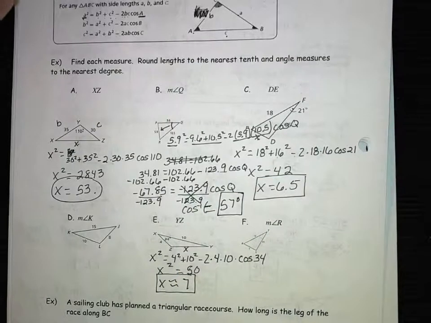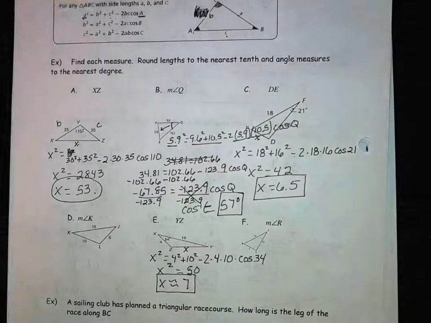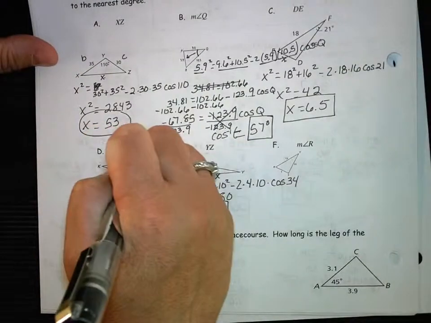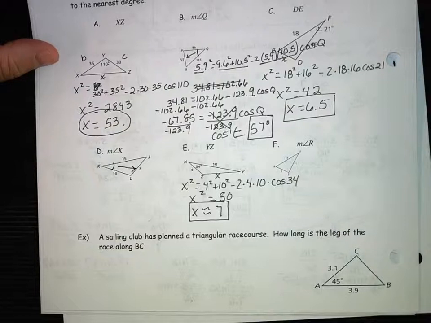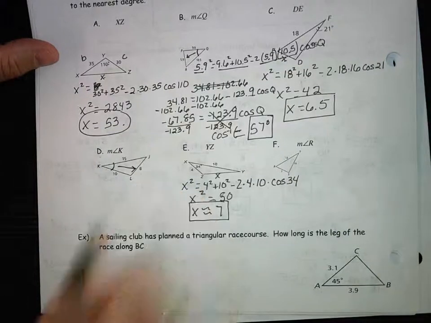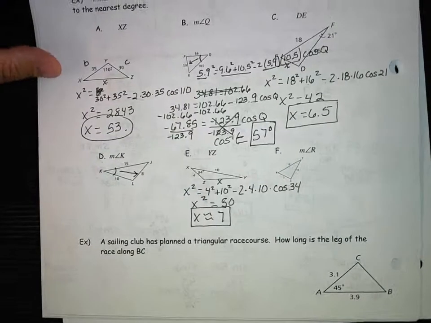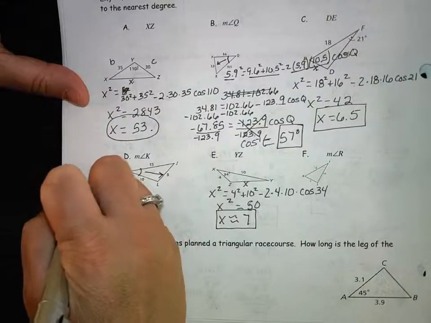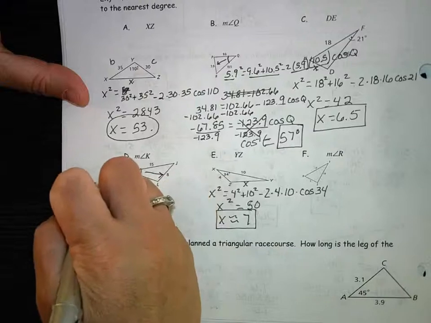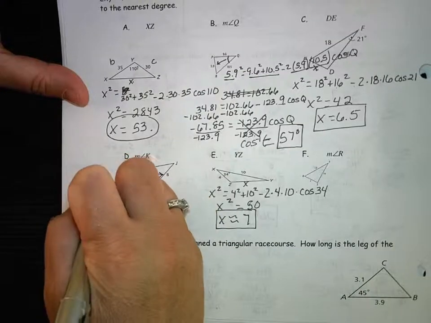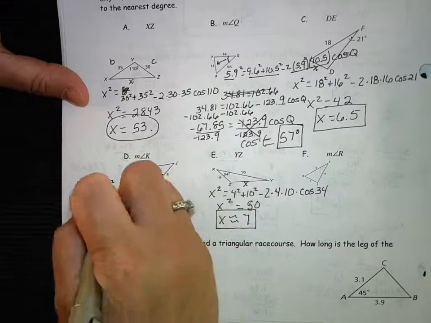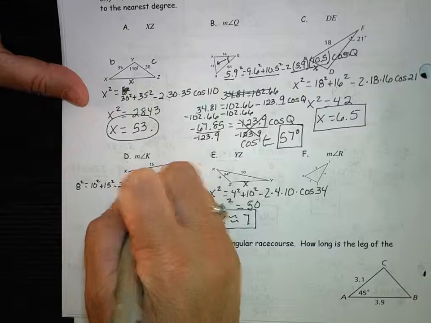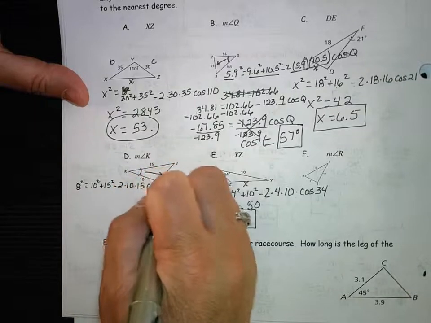Now, if that one is confusing, we have two more examples. Let's take a look at these next two. Angle K, that's the side that's across from it. So this is the side that's all by itself on the one side of the equal sign. So we will have 8 squared equals 10 squared plus 15 squared minus 2 times 10 times 15 times the cosine of q.